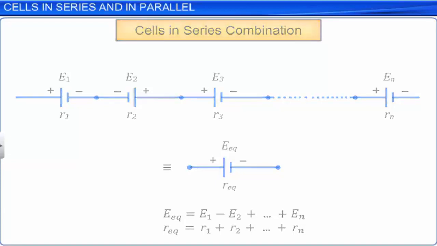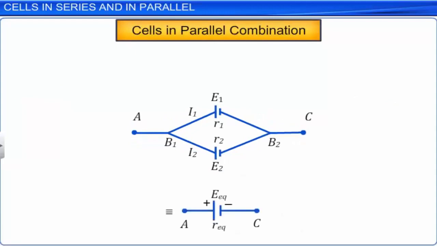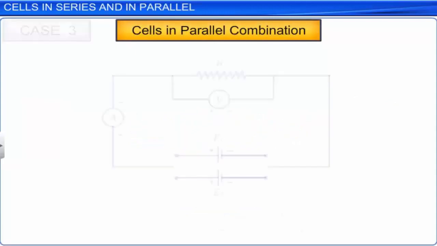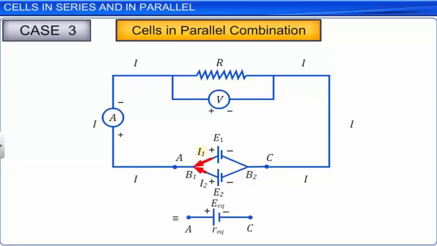Let us now consider a parallel combination of two cells. The positive terminals of the two cells are connected to each other. Similarly, the two negative terminals are connected to each other. I1 is the current leaving the positive electrode of the first cell. Similarly, I2 is the current leaving the positive electrode of the second cell.